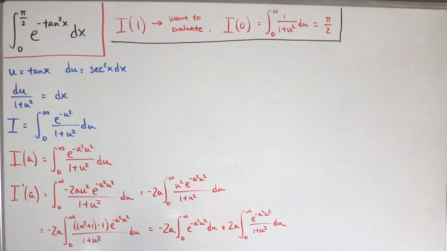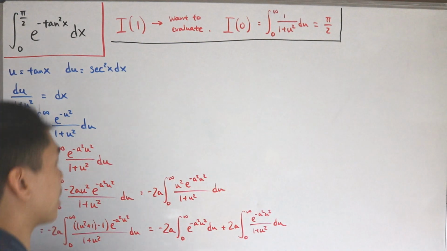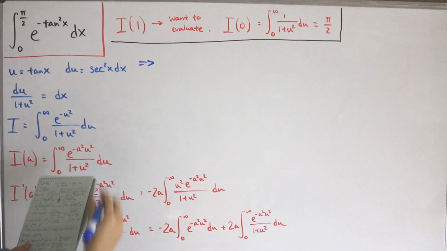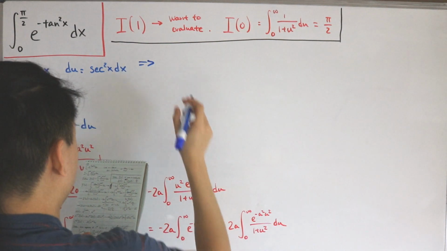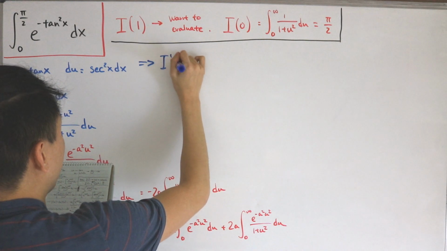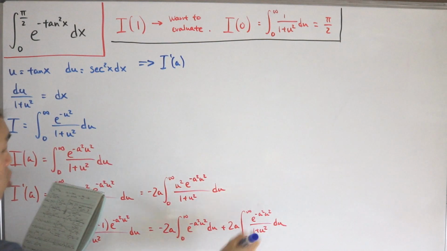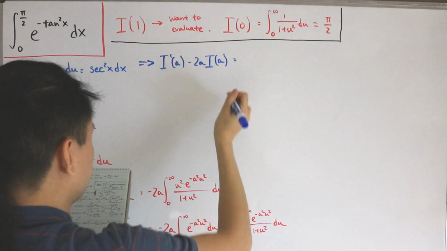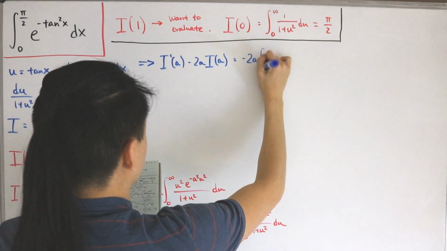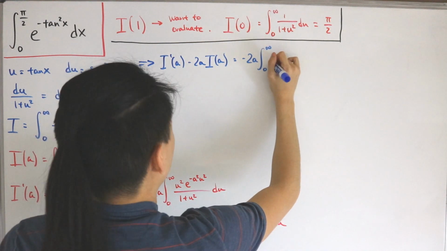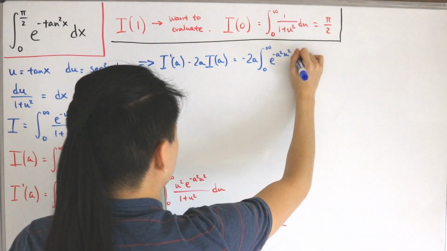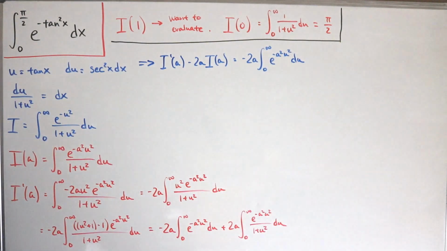We're dealing with more functions coming up. So now going back to here, I'm going to continue forward with this arrow. So far, this is I prime of a, and with this in mind, I'm going to subtract 2a times I of a, which is then equal to negative 2a times the integral from 0 to infinity of e to the negative a squared u squared, du. Okay. So far, so good.